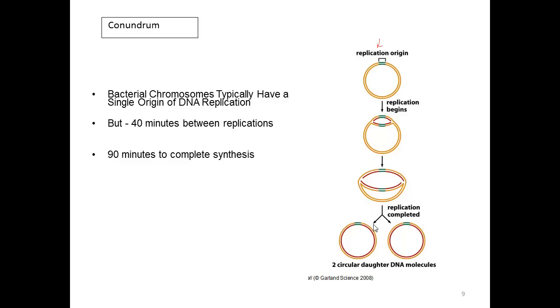It starts replicating, and we know very, very accurately the speed at which it can replicate DNA, and we can tell you that it takes 90 minutes to complete the synthesis of 2 strands of DNA to create 2 new double-stranded copies of the genome for 2 daughter cells. However, E. coli replicates every 40 minutes. So how can this be? How can the cells divide every 40 minutes when it takes 90 minutes to copy the genome? Think about that for in-class discussion.